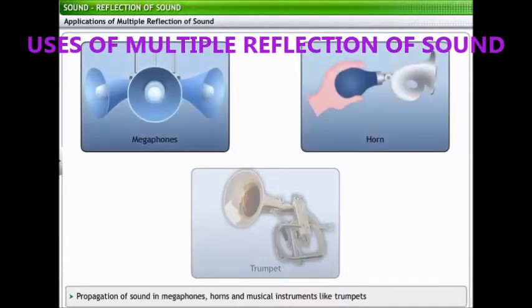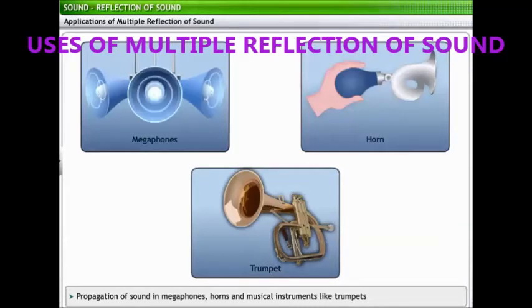Megaphones, horns, and musical instruments like trumpets are designed to magnify the amplitude of the sound and reflect and propagate sound waves in a particular direction.